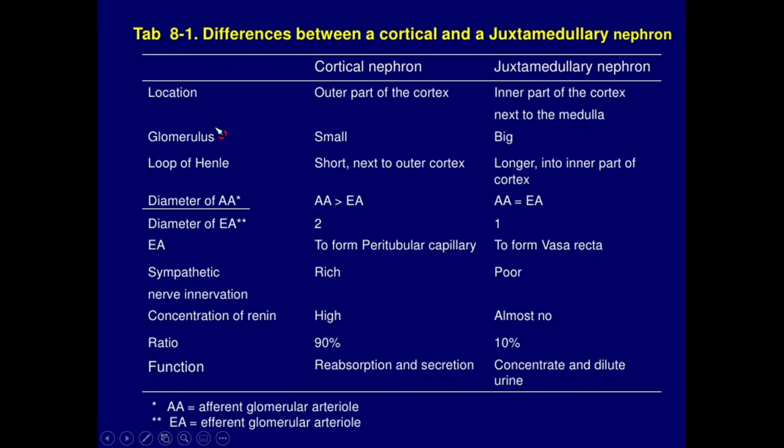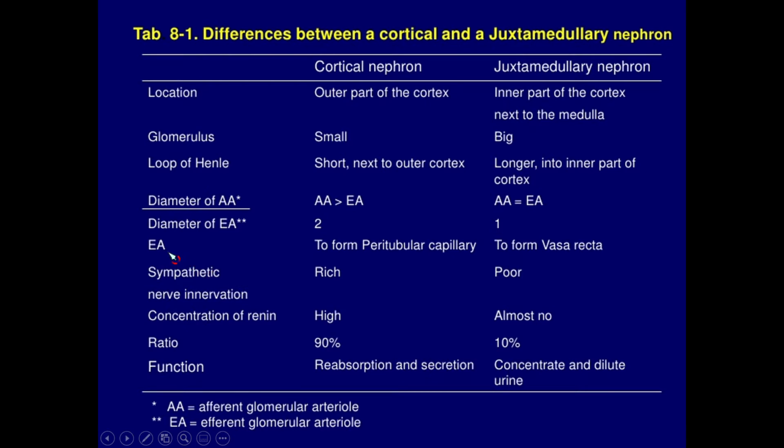Then the size of the glomeruli. In the cortical nephron, they are small in size, while in the juxtamedullary they are big in size. Then the loop of Henle is short next to the outer cortex, while in the juxtamedullary nephrons the loop of Henle is quite long and goes quite deep into the medulla. Then there is the diameter of the afferent arteriole and efferent arteriole. Afferent arteriole is wider than the efferent. You don't need to remember these two points, the diameter one.